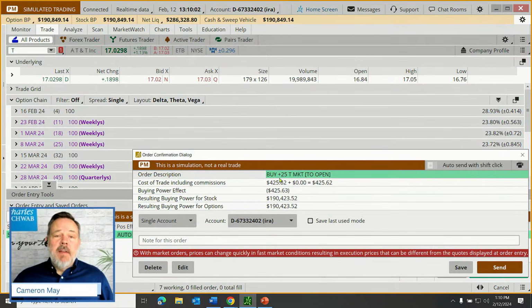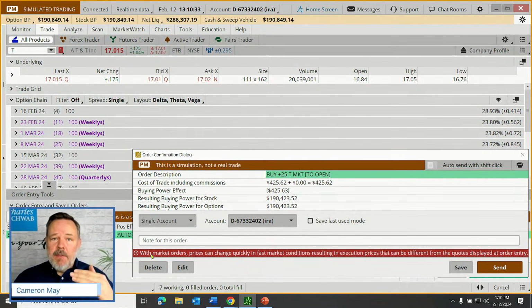And what this is going to do is give us what's called the order confirmation dialog box. It's a bit of a mouthful. It just means this is a screen that allows us to review one last time before we make our commitment. Let's make sure that this is really what we want to do. Buying 25 shares of AT&T at the market price. Looks like that would cost approximately $425.62 at current prices. There's not a commission on this trade, but that's where that would be displayed at this point.